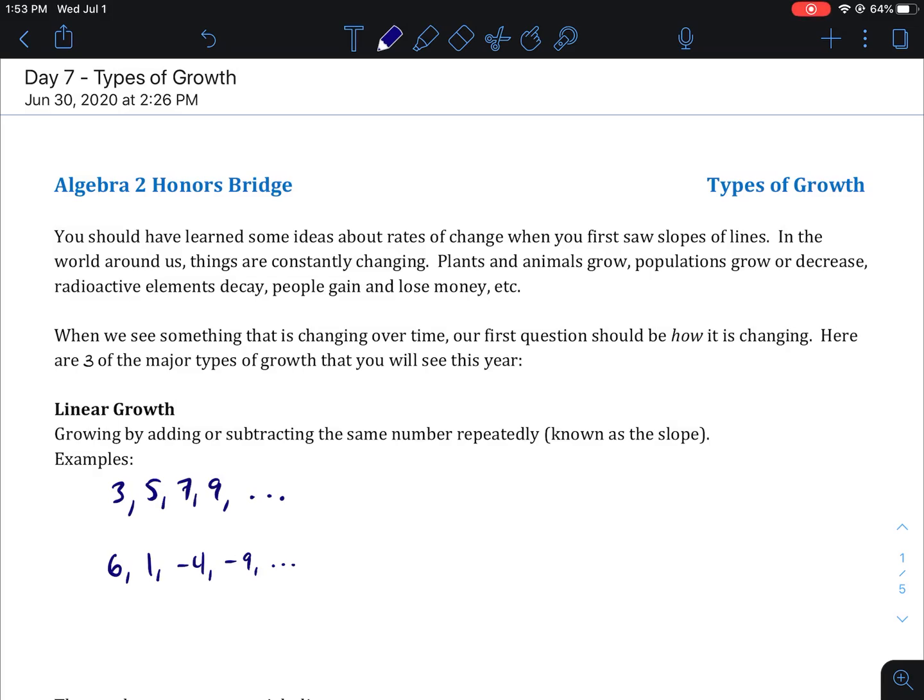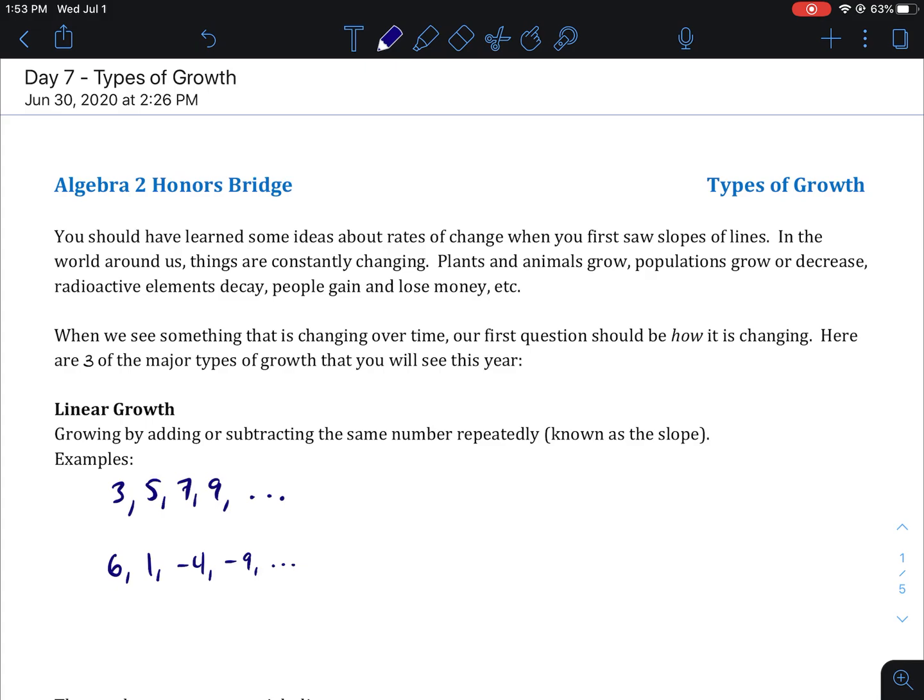Guys, so day 7, as you can see, this is called types of growth. We're going to basically study the 3 major types of growth that you should be comfortable with at this point. If you haven't seen them quite to this level before, that's okay, but I'm sure a lot of this will look familiar to you.